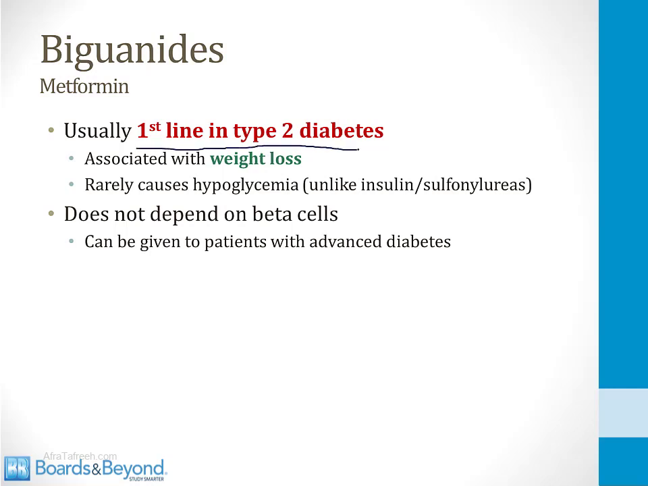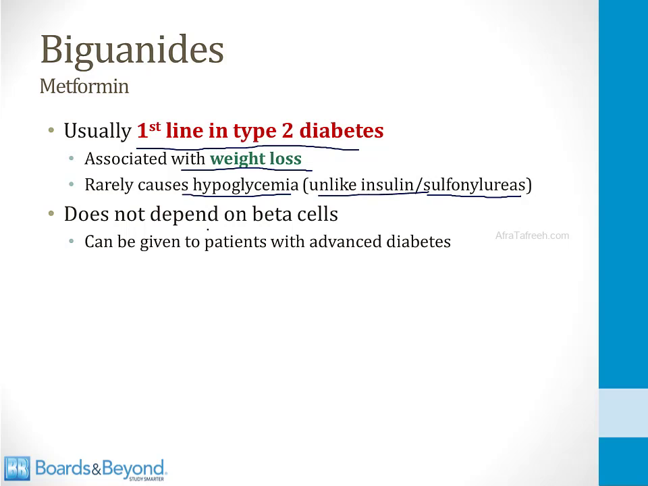One of the reasons for this is because it is associated with weight loss. As you know, many patients with diabetes are overweight. In addition, many other diabetes therapies, especially insulin, cause weight gain, so the fact that weight loss occurs with metformin makes it a very favorable drug. In addition, it almost never causes hypoglycemia. As we will see, sulfonylureas, another option to metformin, often cause hypoglycemia, and insulin therapy can also cause hypoglycemia.